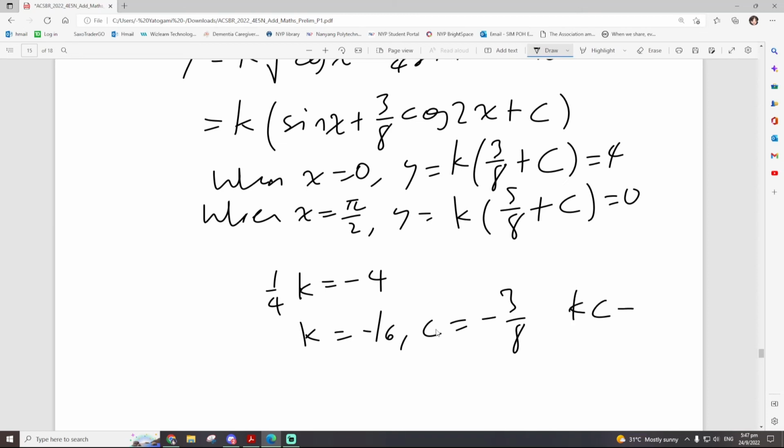So kc is positive 6. So therefore y equals to minus, I'll write the cosine first. So I'll get, actually no, it doesn't matter, but minus 16 sine x only, sorry, this is 16 sine x only, minus 3 over 8 of 16 is 6, so 6 cosine 2x, and then plus 6. That will be the equation of the curve.